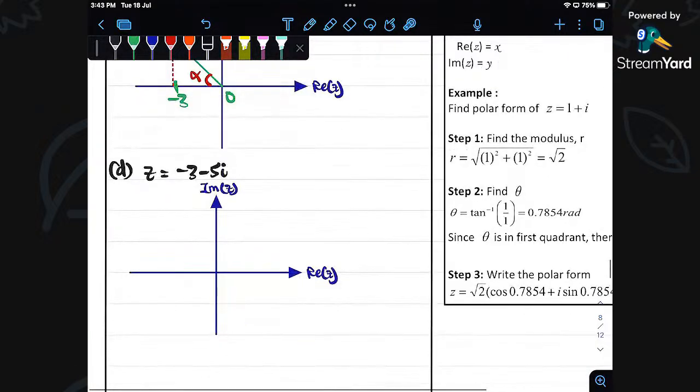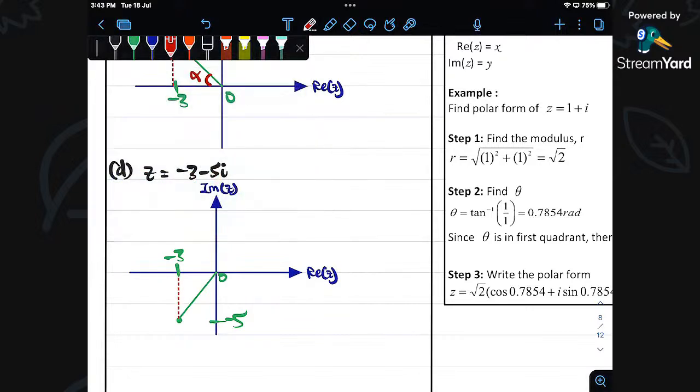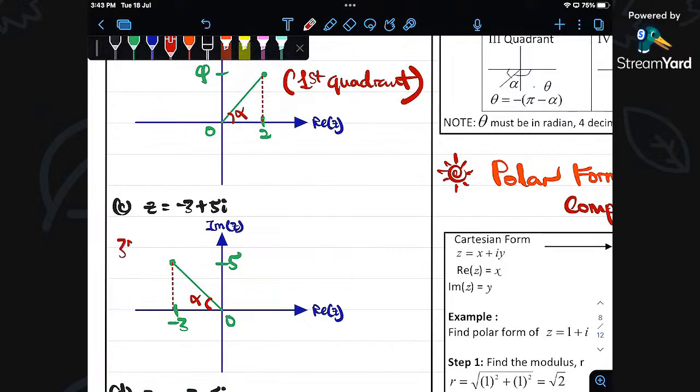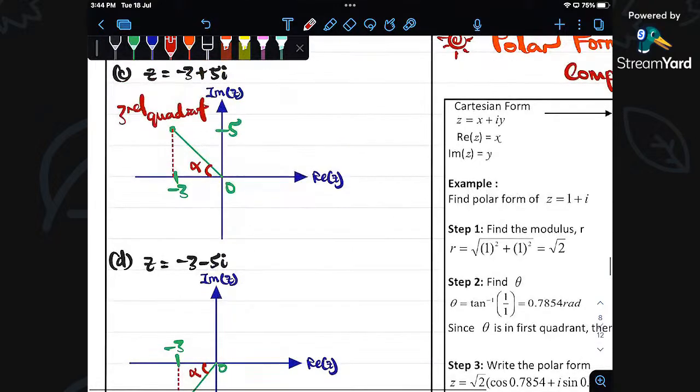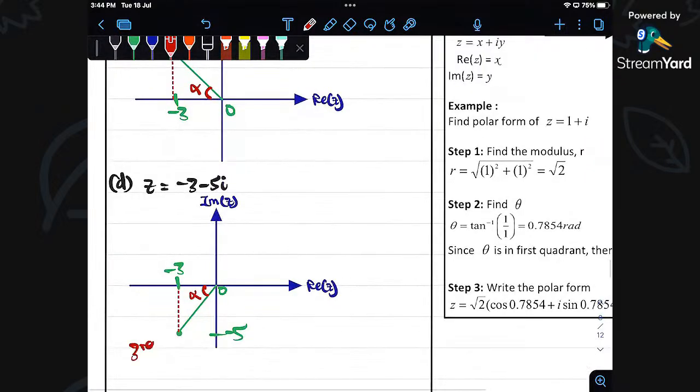Okay. And the last one here is -3, -5. So from there, you already know pattern dia sama saja. Alpha is there. And, oh, I forgot to tell you that this is the third quadrant. And the last one is here. Third pula. This is the second quadrant. Sorry, guys. Second quadrant. And this is the third quadrant.